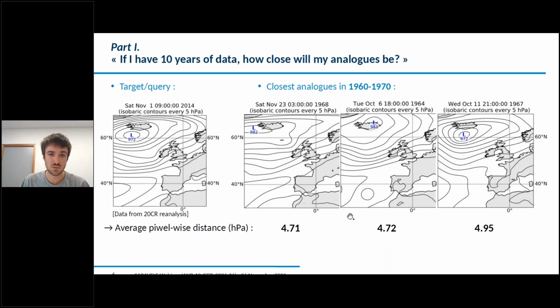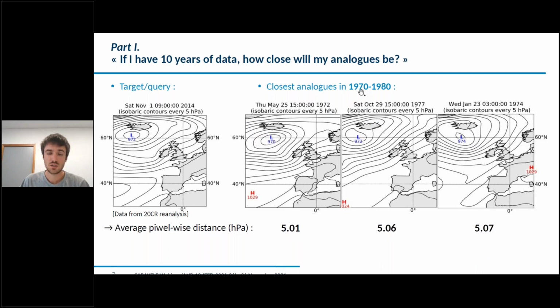And if we take again a new data set of 10 years, but starting in 1970, we find again different analog situations. The position of the low pressure system is not exactly the same, etc. So there are many differences, and here we find a slightly higher average pixel-wise distance.